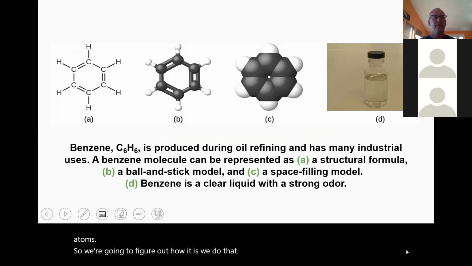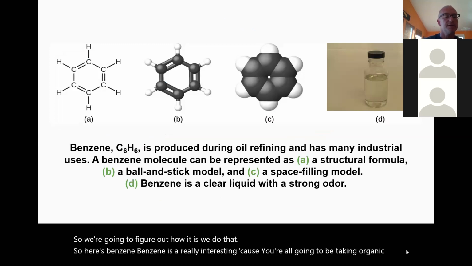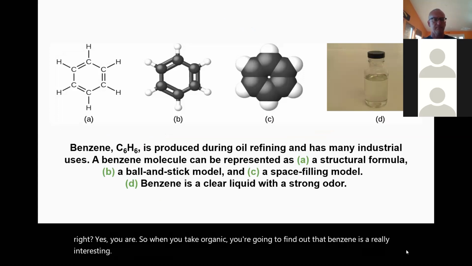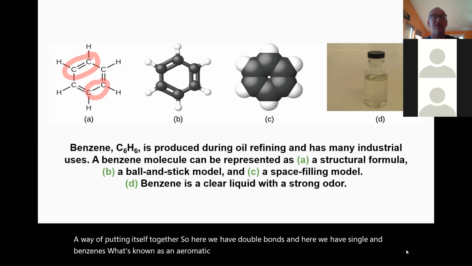Here's benzene. Benzene is really interesting because you're all going to be taking organic, right? Yes, you are. When you take organic, you're going to find out that benzene is a really interesting way of putting itself together. Here we have double bonds, and here we have single bonds. Benzene is what's known as an aromatic compound. If you ever smell it, you will quickly find out why it's called that.